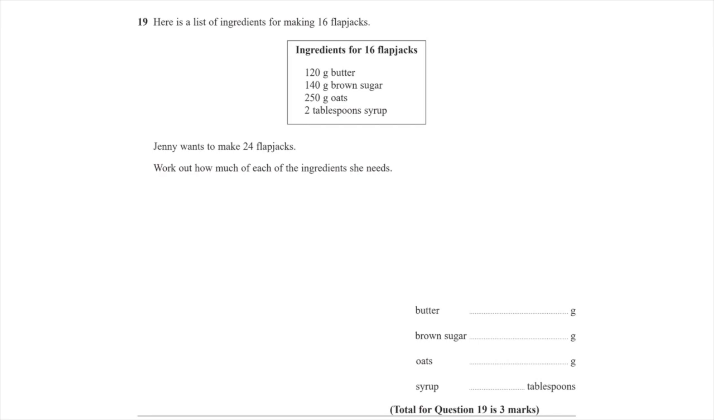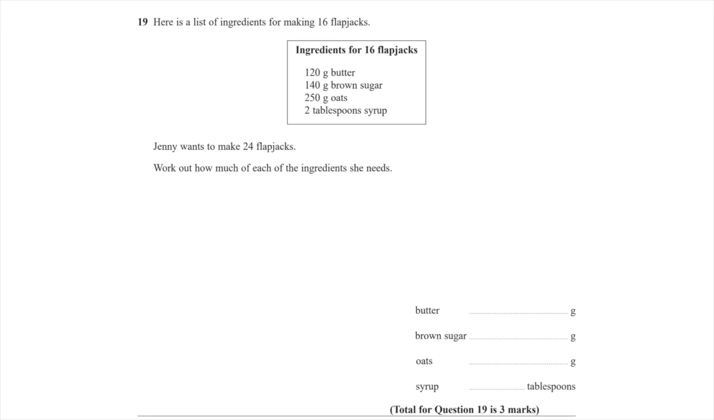Let's read the question. So here's a list of ingredients for 16 flapjacks. We can see that 16 there. And Jenny wants to make 24 flapjacks. So how did 16 increase to 24? Well, 8 more was added. And that 8 more is half of 16. So half the amount more was added to this. Do that same thing with all of the numbers and you will be fine. So basically find half of the number and then add it back on.